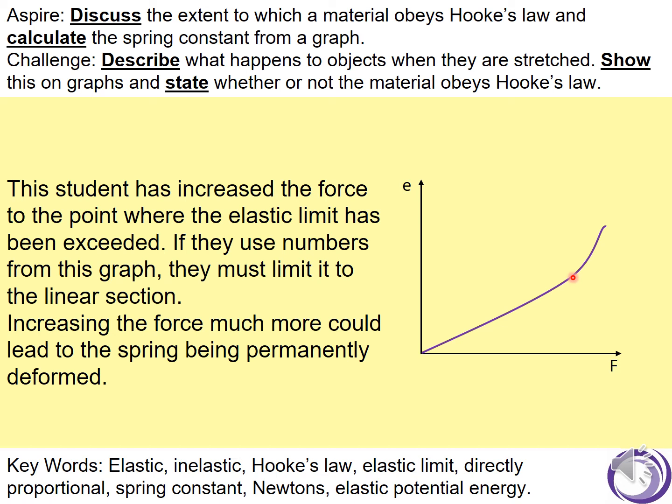If they use numbers from this graph, they must limit it to the linear section. So if you wanted to calculate the spring constant, for example, you would only be able to use the straight line section of the graph.